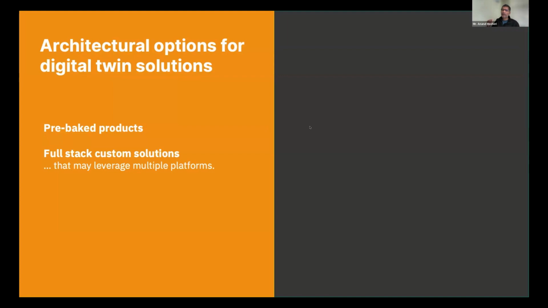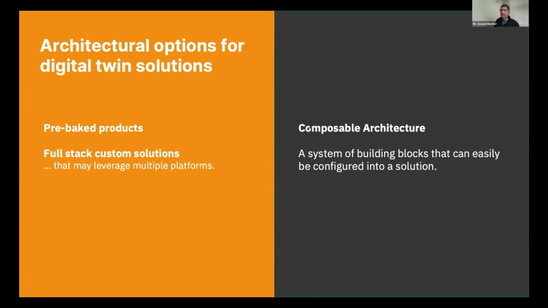It can be much longer to build these solutions. It can be more expensive. It can give you flexibility. You can deal with it the way you want to, but your time to value could be very long. Or you look at composable architecture as an approach. Composable architecture literally means that you use a platform or a system which has building blocks that you can configure into a solution. So think of them as fungible.